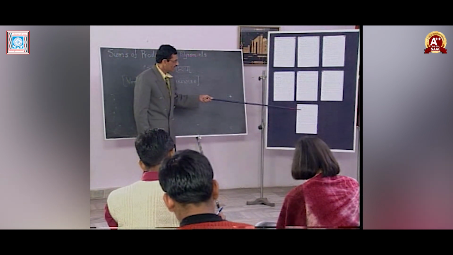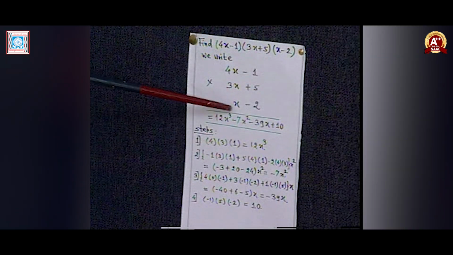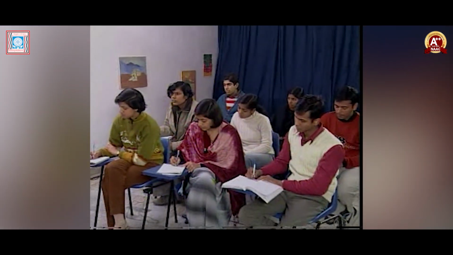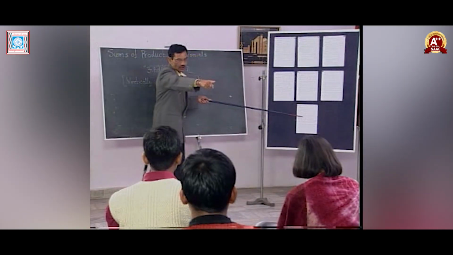Let us see one more example of the same type where 3 binomials are considered. 4x minus 1 multiplied by 3x plus 5 multiplied by x minus 2. Let us start with you. First term, 4 into 3 into 1. Yes, that is 12x cube.